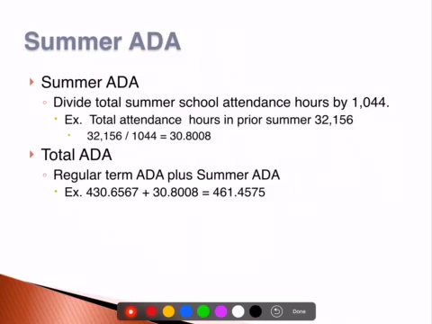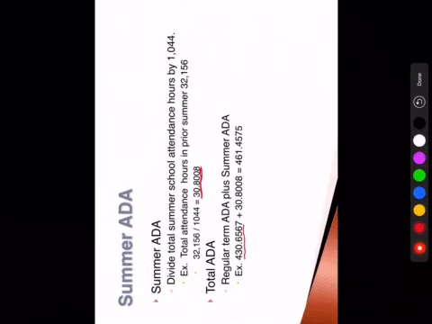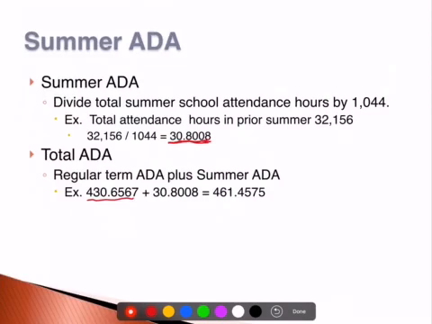Then, if you offer summer school, you take the total number of hours attendance by students in summer school, add them all up together, and you divide that by 1,044, and you get an additional number, which is this number right here. You add that to your prior number that you got in your regular term ADA, which was this number right here. Add those two together, and you get your total ADA, which is that number right there. You don't need to know how to do this math. I just want you to understand how important attendance can be when we're talking about funding.